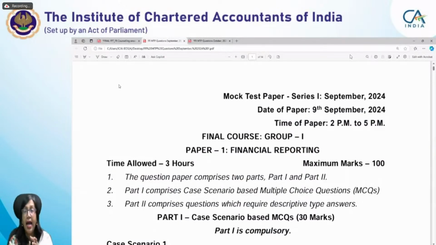Second thing is that when you have to create interest in this paper, try to do more and more practical questions. In practical questions you feel less sleepy, there is no boredom. In theory papers you can become a bit passive, but this will always make you active.